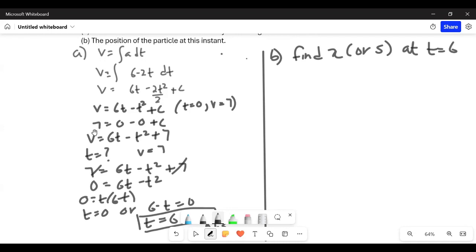Okay. So we already know the expression for velocity. It's 6t minus t square and our c was 7.